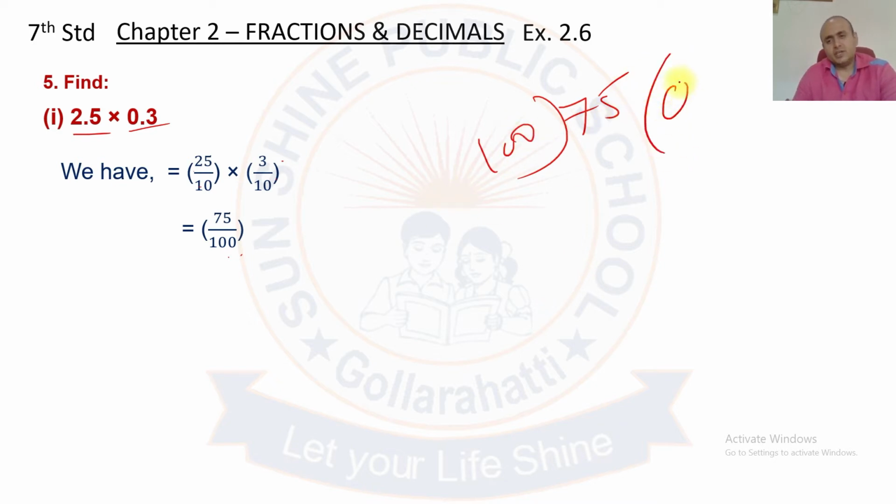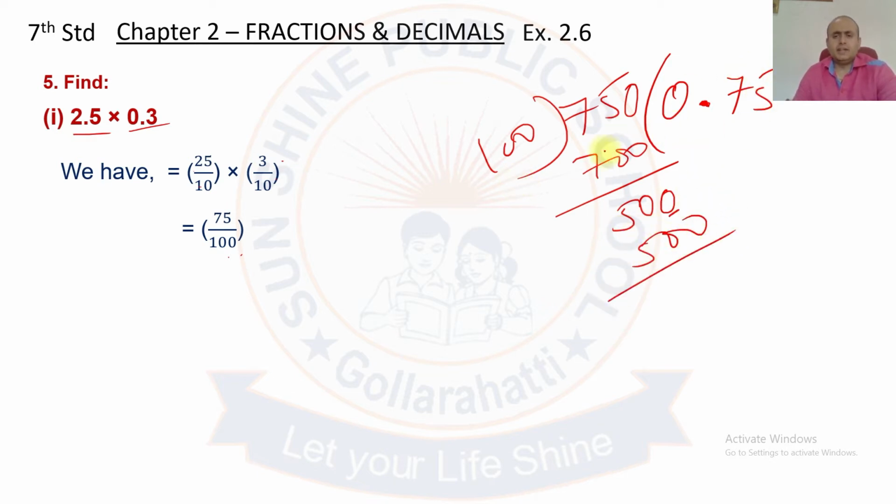I should take 0 point. Therefore I have taken the decimal point here. I can add 0, and 100 sevens are 700, and the remainder is 50. After the decimal point, we can add a 0 for every remainder. So here I have added a 0, that becomes 500, and 100 fives are 500. Therefore, when you divide 75 by 100, we get the answer as 0.75, and this will be your answer.